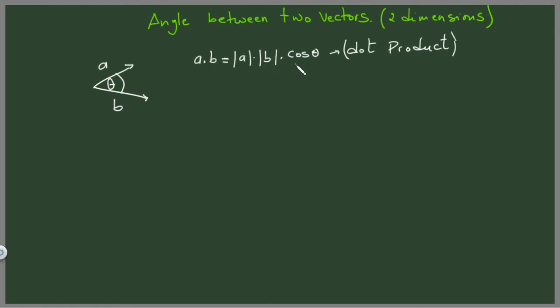So, as you can see, to find an angle between two vectors, we need the dot product as well as the two magnitudes. Let us take an example and see how it works.